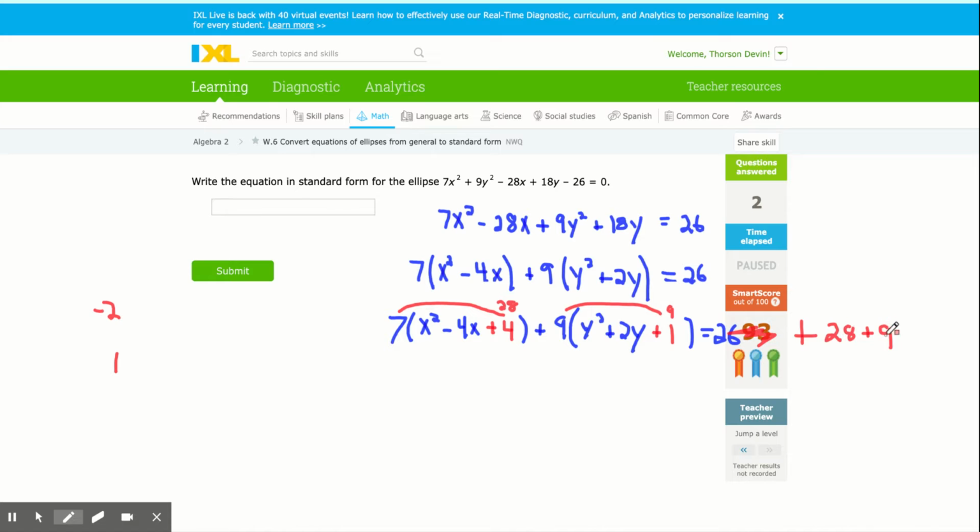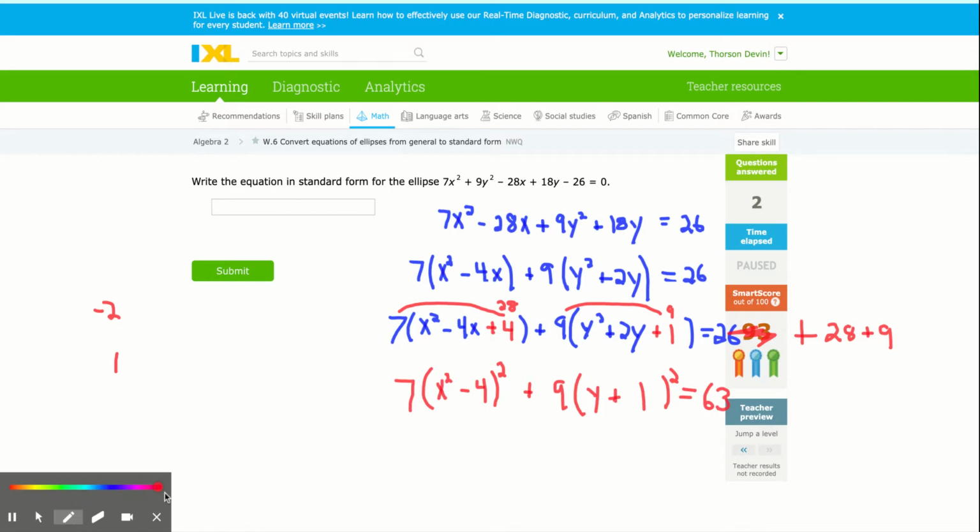I need to add 28 and 9 on the right side of the equation. Now these two are perfect squares. I can write them as binomials squared. I hope you remember how to do that. So I'm going to write those as binomials squared. And when that's done, by the way, I'm also going to add these three numbers on the right side.